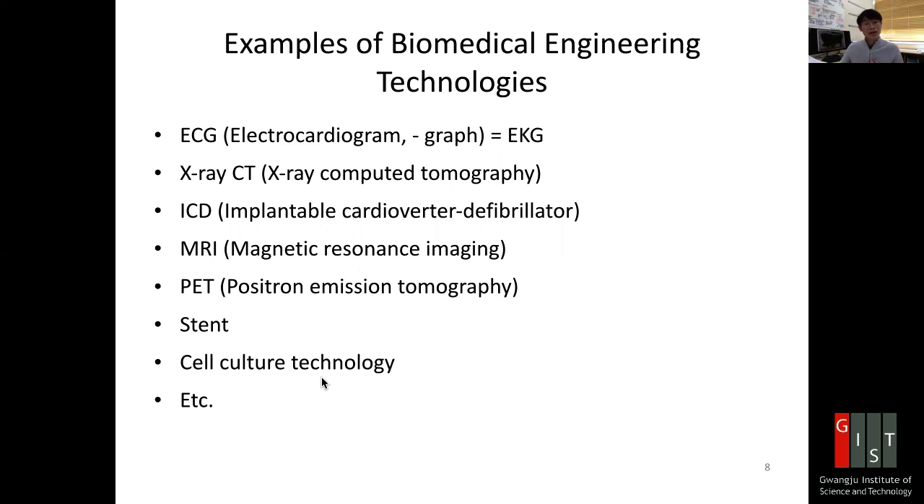And cell culture technology: the cell is the main unit of the biological system. We can study the cell by controlling it and applying various assays so that we can start to study those at the basic level of the cell.